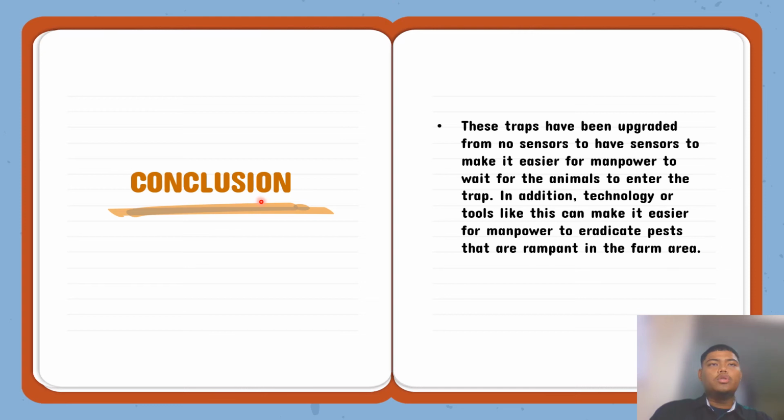Alright, next we go to the conclusion. The conclusion of my technology is that these traps have been upgraded from no sensor to having a sensor to make it easier for manpower to wait for the animal to enter the traps. In addition, technology or tools like this can make it easier for manpower to eradicate pests that are rampant in the farm area. That's all from me.